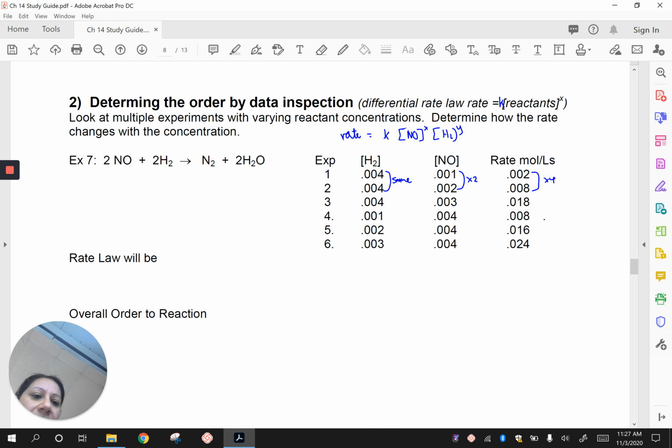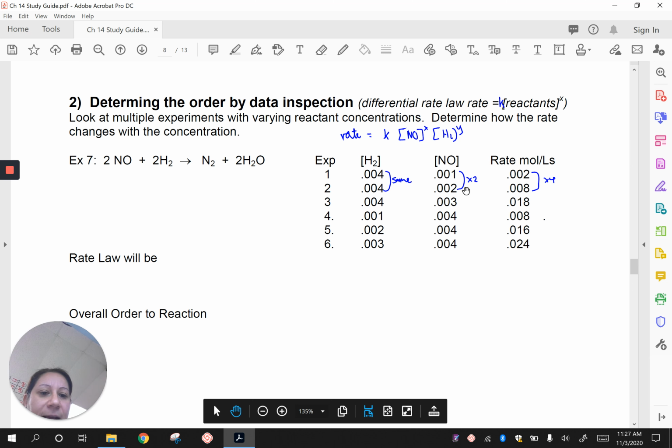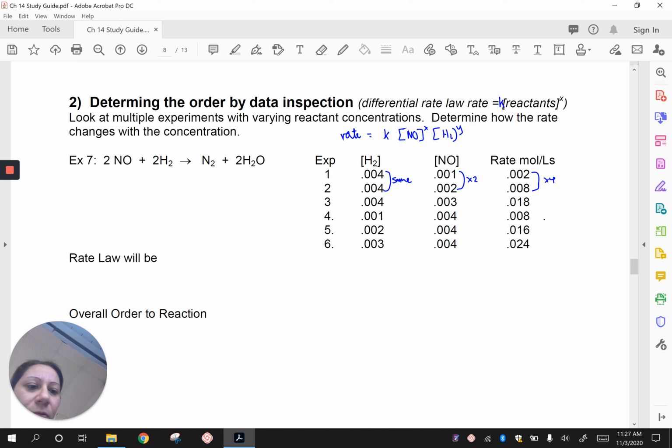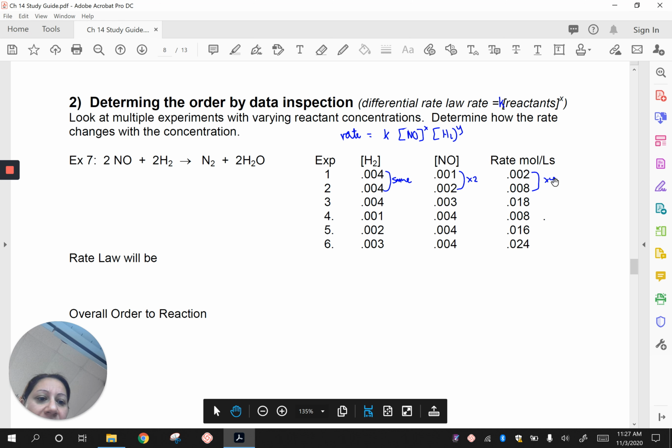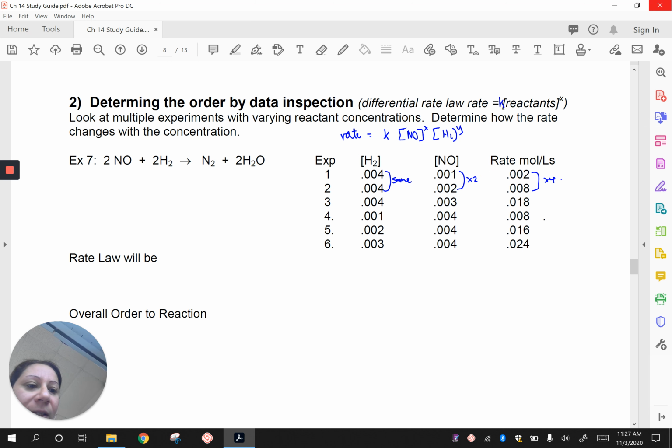So I try to express this 4 as 2 to some power. So I try to express my change in the rate as the change in the concentration to some power. So I see my concentration is doubled, so 4 is 2 squared. That is my order. It is second order, because when I double my concentration, my rate quadruples. So that tells me that it's second order.